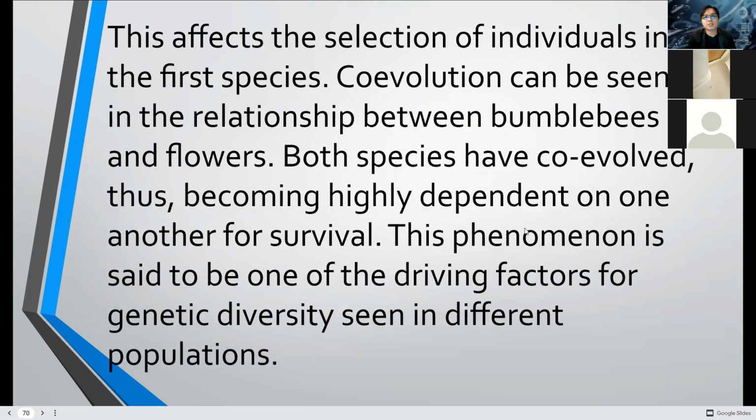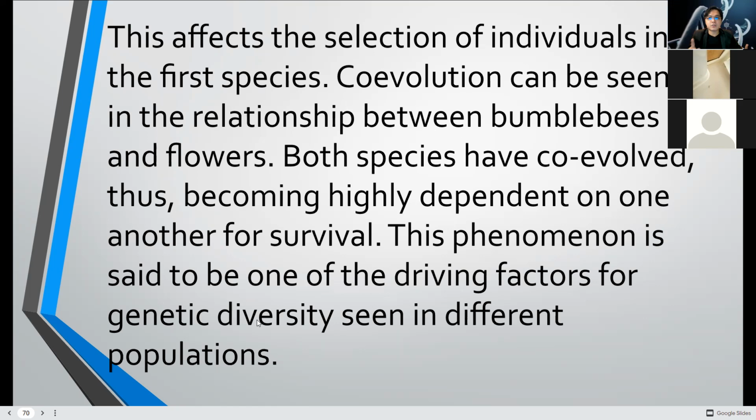This affects the selection of individuals in the first species. Coevolution can be seen in the relationship between bumblebees and flowers. Both species have co-evolved. Why? Thus becoming highly dependent on one another for survival. This phenomenon is said to be one of the driving factors for genetic diversity seen in different populations.